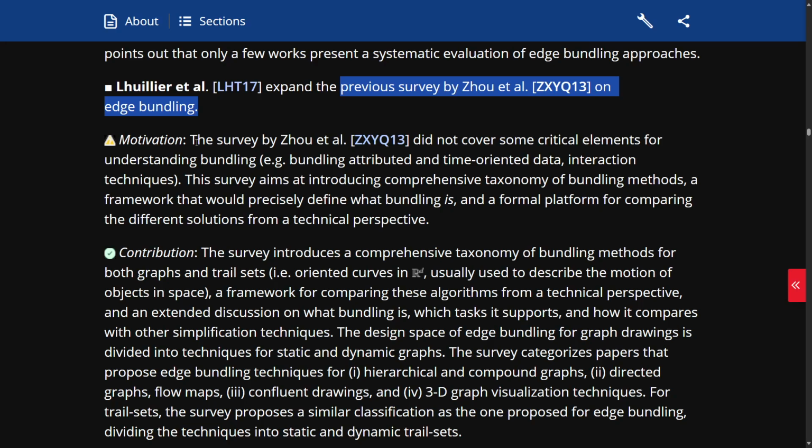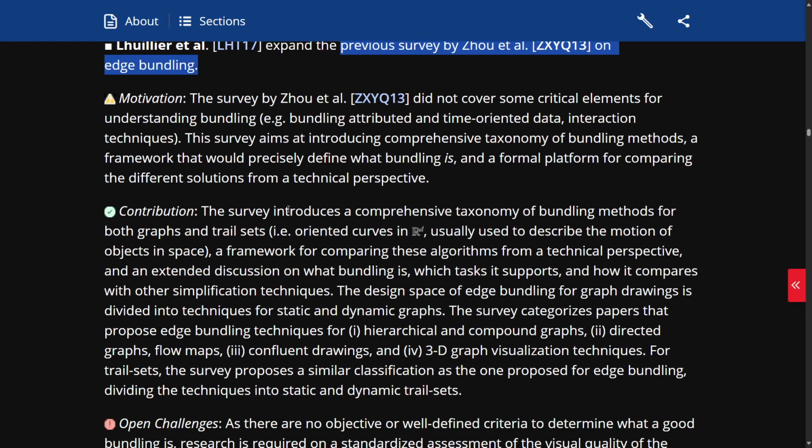Image contribution. The survey introduces a comprehensive taxonomy of bundling methods for both graphs and trail sets, i.e. oriented curves in mathematical equation, usually used to describe the motion of objects in space, a framework for comparing these algorithms from a technical perspective, and an extended discussion on what bundling is, which tasks it supports, and how it compares with other simplification techniques.